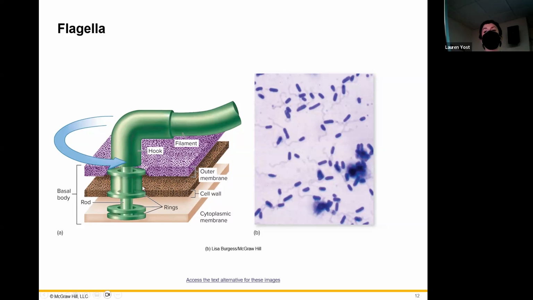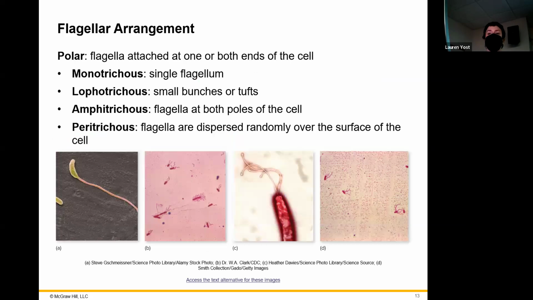And if I were to show you an electron micrograph, which can show you down to like an actual atom, a picture taken using an electron microscope, you would actually see that it does in fact look like that. It looks like a motor almost. Pretty impressive. This will rotate clockwise or counterclockwise. If you have flagella, you can have specific arrangements of those flagella around your cell. This could be polar or it could be non-polar.